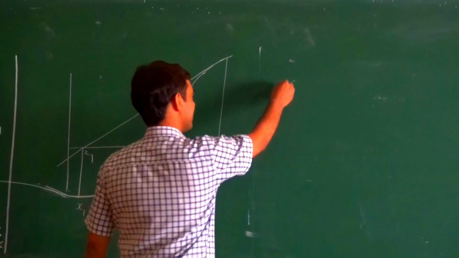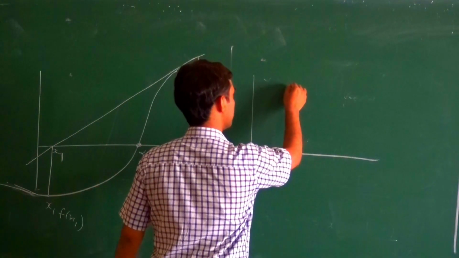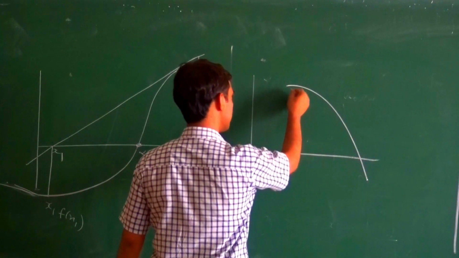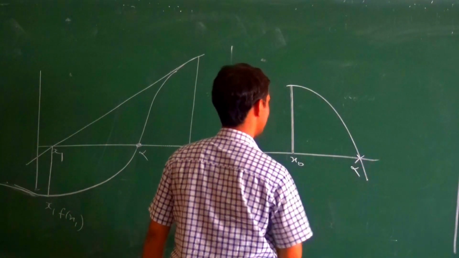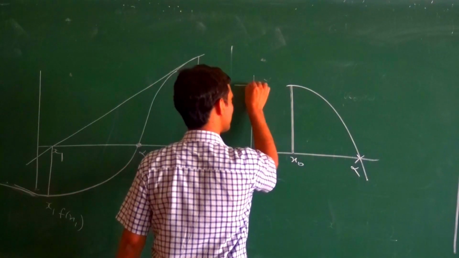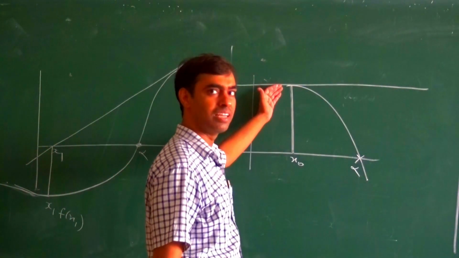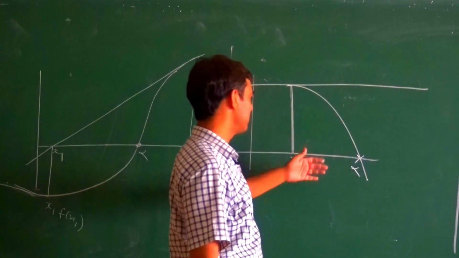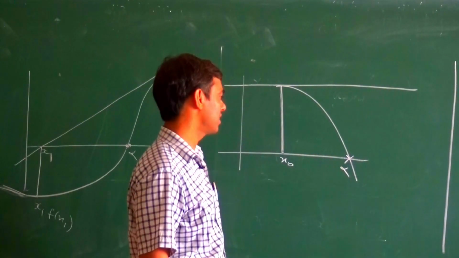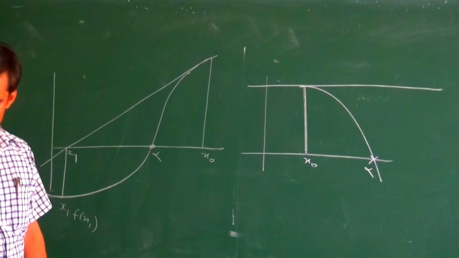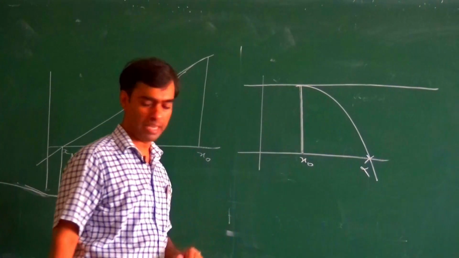Now try to think. Suppose this is a function like this, and here we choose the first approximate value x0, and the root is here. This is alpha. And here if we try to draw the tangent, this is parallel to the x-axis. Then what will happen? We are unable to find a point of intersection with the x-axis, so we are unable to find our next approximate root. So there is a need to choose the value of x0 very precisely.